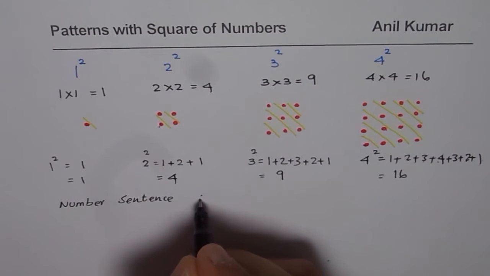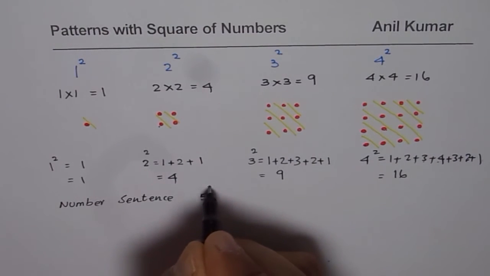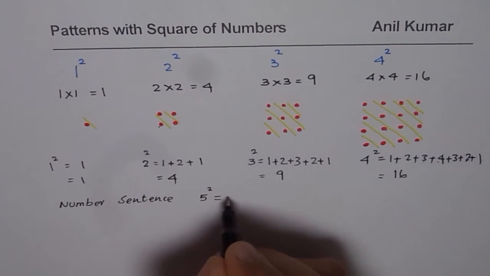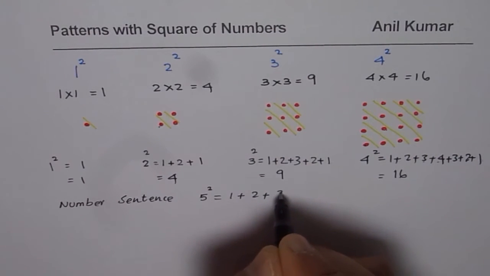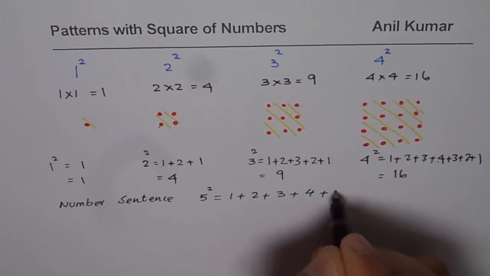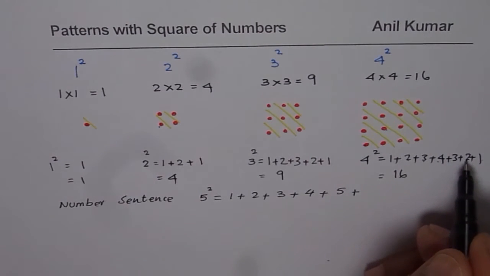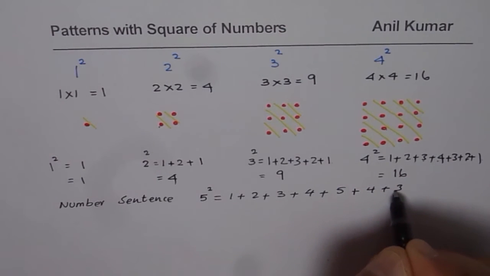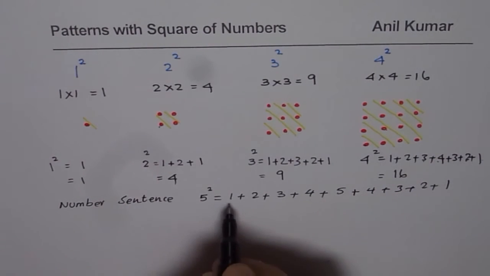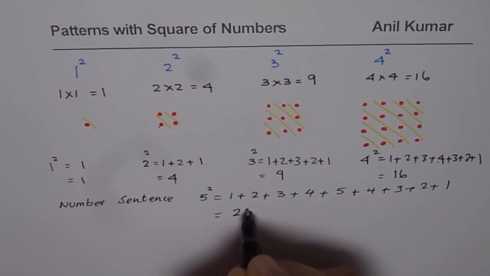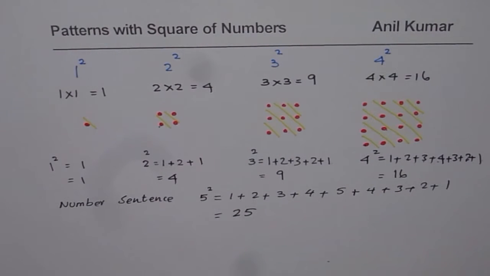In fact, we can write for 5, right? Let me write the number sentence for 5. What should it be? It should be 1 plus 2 plus 3 plus 4 plus 5 plus reverse, right? 4, 3, 2, 1. 4 plus 3 plus 2 plus 1. If you add them all, what will you get? You get number 25. Do you see that? So that is how a number sentence can be written for a perfect square and can be shown as I have shown in a diagram, right?